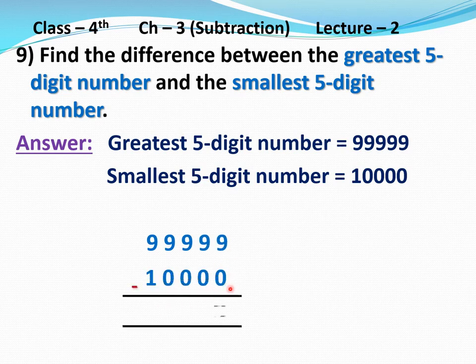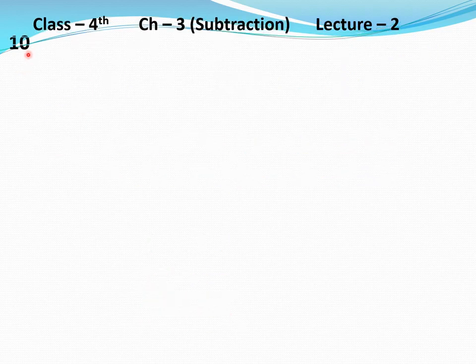Now see 9 minus 0, 9, again 9 minus 0, 9, and so on for the next digits, and 9 minus 1, 8. So answer is 89,999. Clear?